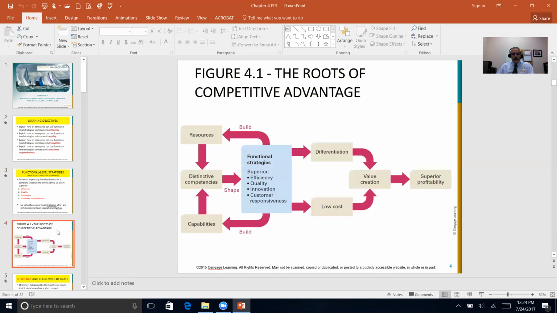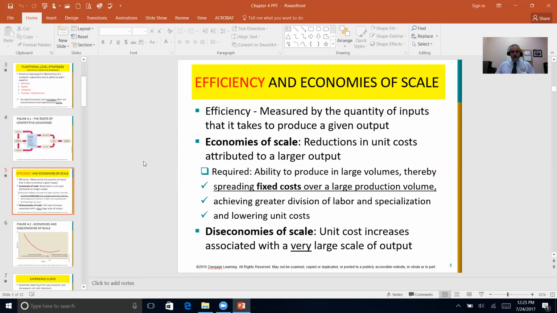This is a slide that really goes into some of that discussion. It gives you a graphical representation of how a company can use its distinctive competencies, hopefully doing one of two things: offering products through differentiation or through lower cost, which creates value for the customers as well as the organization, which leads to superior profitability. A way that they're going to do that is through economies of scale. And economies of scale is just that.